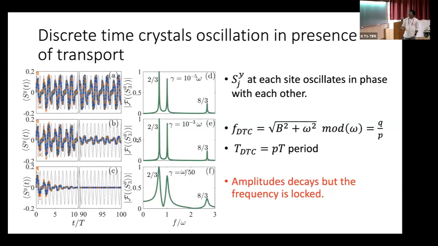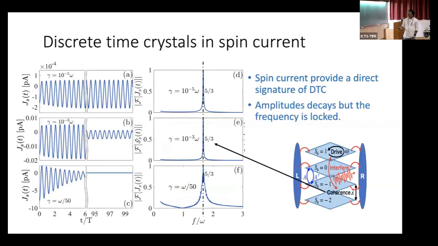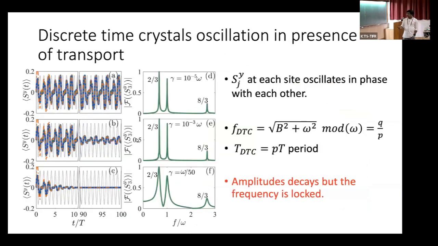As you can see, this is the SY for gamma equal to 10⁻⁵ omega. So the orders of gamma are the same as here and here. This is the small gamma, and I have a frequency of 2/3 omega, which is the coherence modulo omega. In my choice of parameters, it's a rational fraction, so I get a DTC period, which is P times T. And if I increase the amplitude of the system-lead coupling, I get the same frequency, and the entire feature remains the same.